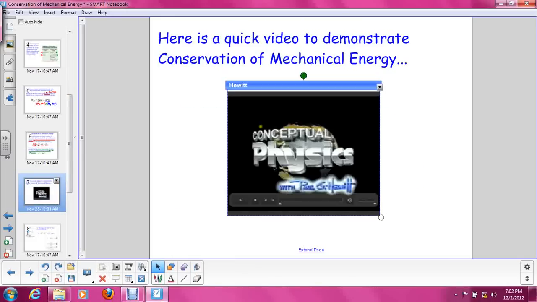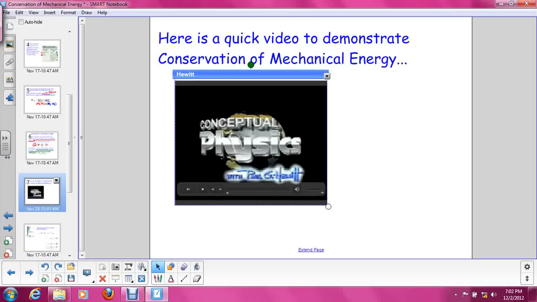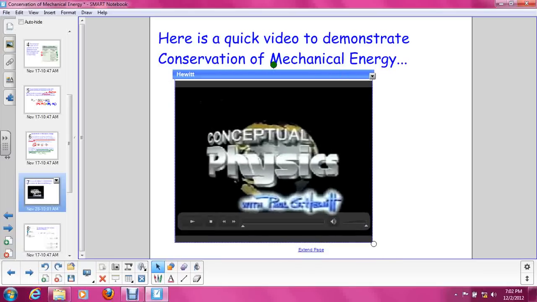So here's a pretty good example. This is from Paul Hewitt, who is the conceptual physics guru. So take a look.